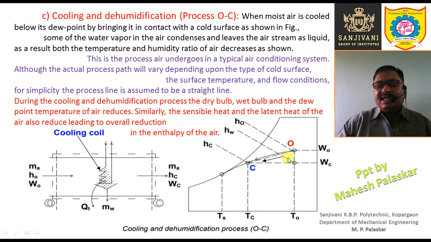But here we can see that all the properties are reduced. Enthalpy is reduced, meaning latent enthalpy is reduced, sensible enthalpy is reduced, the dew point temperature is reduced, and the wet bulb temperature is also reduced. All these values are reduced during this process, that is cooling and dehumidification.